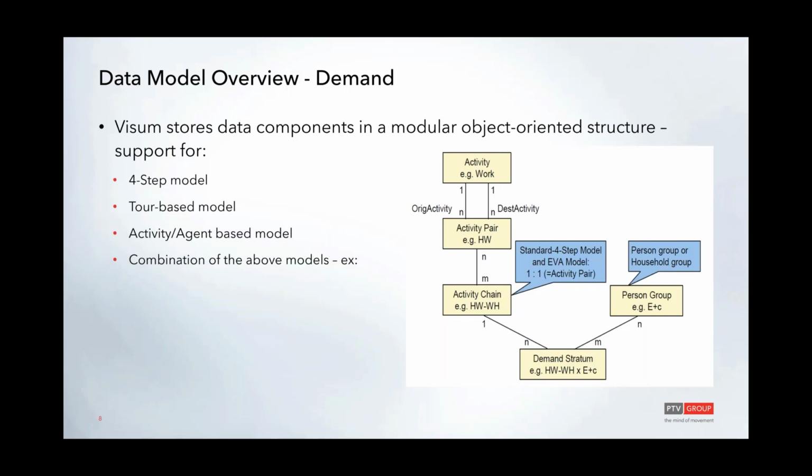In Visum, you can combine the above model structures, so you can create one or more model structures and have them managed in the same model. A typical example of this would be, let's say you have a 4-step model for the external trips and an activity-based model for the internal trips. You can manage this in a dual model structure in the same file in Visum, and that way it makes your data management neat and robust.